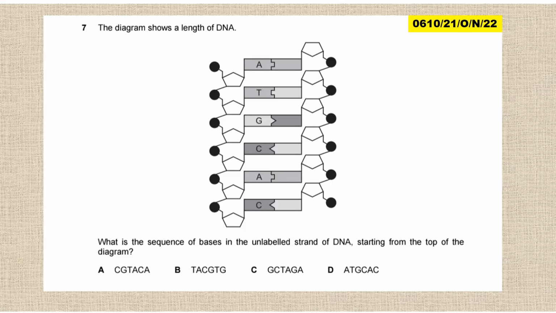So this one is paper 2, variant 1, October-November 2022. What is the sequence of bases in the unlabeled strand of DNA, starting from the top of the diagram? The unlabeled part is this one. So what does A pair with? T. What does T pair with? A. What does G pair with? C. C, G. Then this one, T. Then this one, G. So it will be TA.